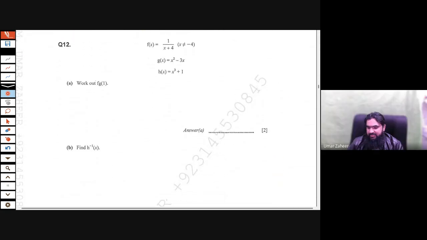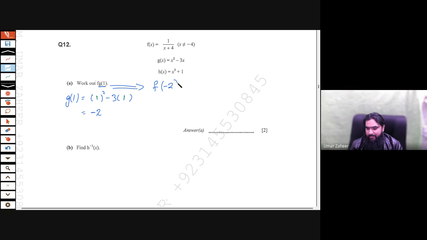Now we have the next question. He says work out f of g of 1. So the first step, we have to find g of 1 first of all. So g of 1 is equal to, we have x squared minus 3x, and in place of x I will substitute the value 1. So 1 squared is 1 minus 3, so the final answer is minus 2. So g of 1 is minus 2.